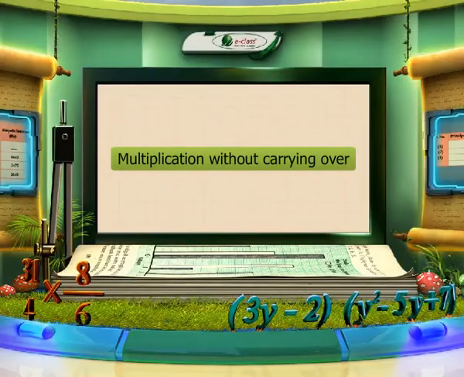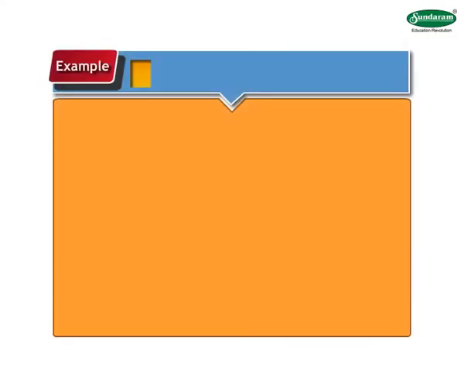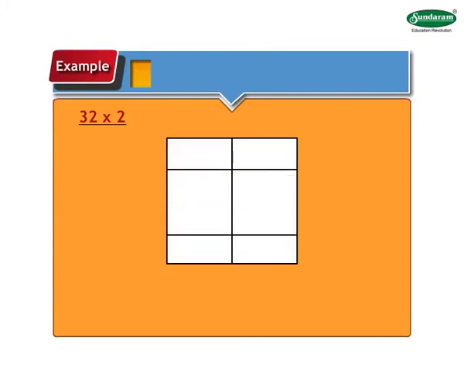Multiplication without carrying over. Let us consider an example. 32 multiplied by 2. It is difficult to say the 32 times table, or difficult to say the 2 times table up to 32. Therefore, there is a simple method to find the product of such numbers. In this method, we have to first arrange the multiplication numbers vertically. Here we have to multiply 32 by 2.